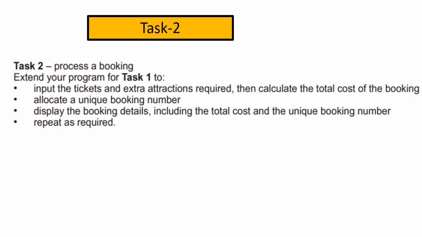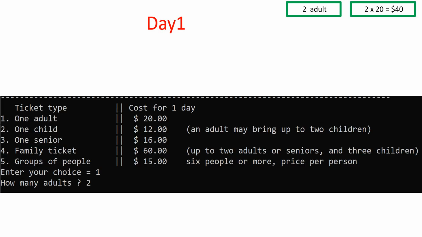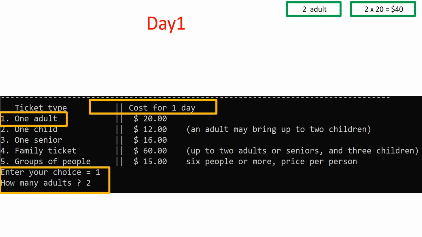Task number 2, input the tickets and extra attraction required, then calculate the total cost of the booking, allocate a unique booking number, display the booking details including the total cost and the unique booking number. Suppose day 1, I have entered 2 adults. That cost should be 2 times 20. It should be $40. Now in this case, enter your choice, number 1, and how many adults? 2. I have entered 2 adults.